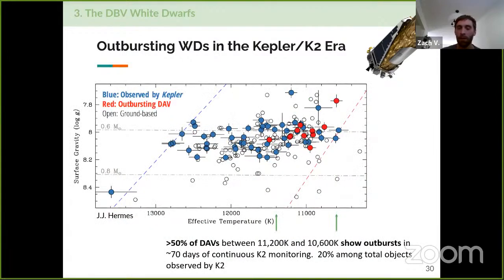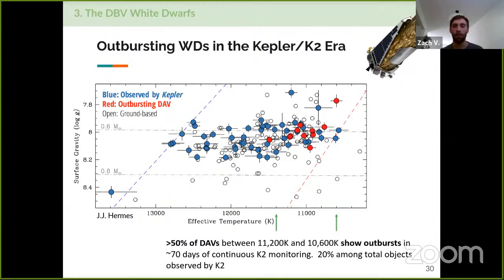Another characteristic of these is that they tend to be found near the red edge of the instability strip for the DAs. The thinking behind this is that at these lower effective temperatures, there's a higher density of pulsation modes in the stars.